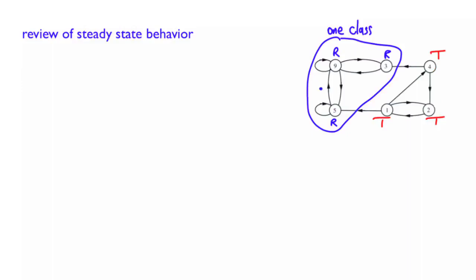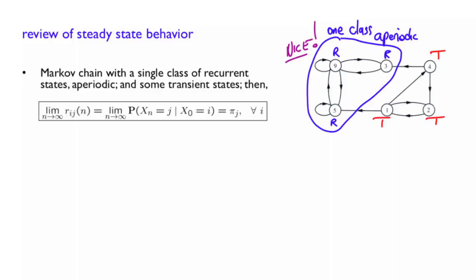Also, this recurrent class is not periodic, so it's aperiodic. And why is it not periodic? Well, here there is a simple way to tell. We have the existence of a self-transition probability, and that's enough to show that this recurrent class is not periodic. So this is one of the nicest possible Markov chains, in the sense that it has the following property. The probability that you find yourself at some particular state j at time n, when n is very large, converges to a steady-state value that we denote by pi of j.